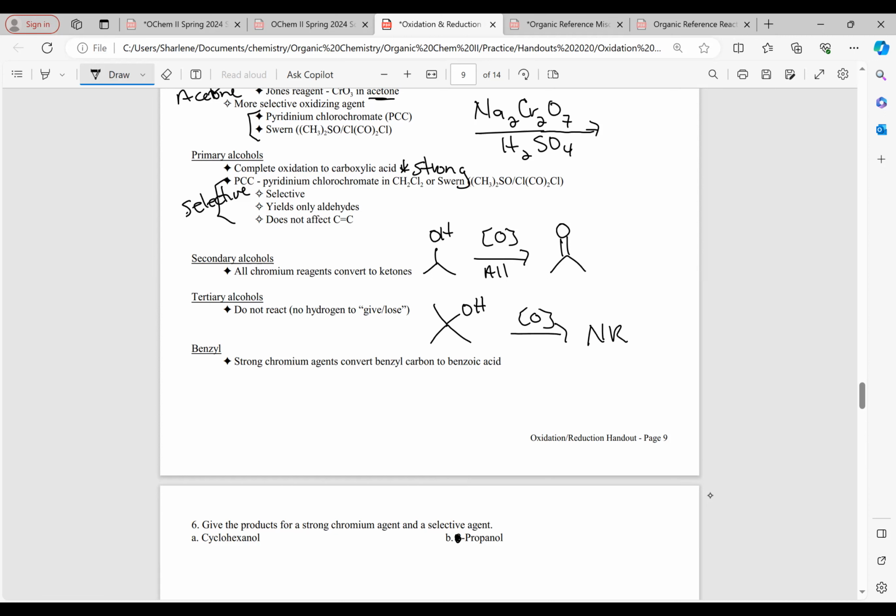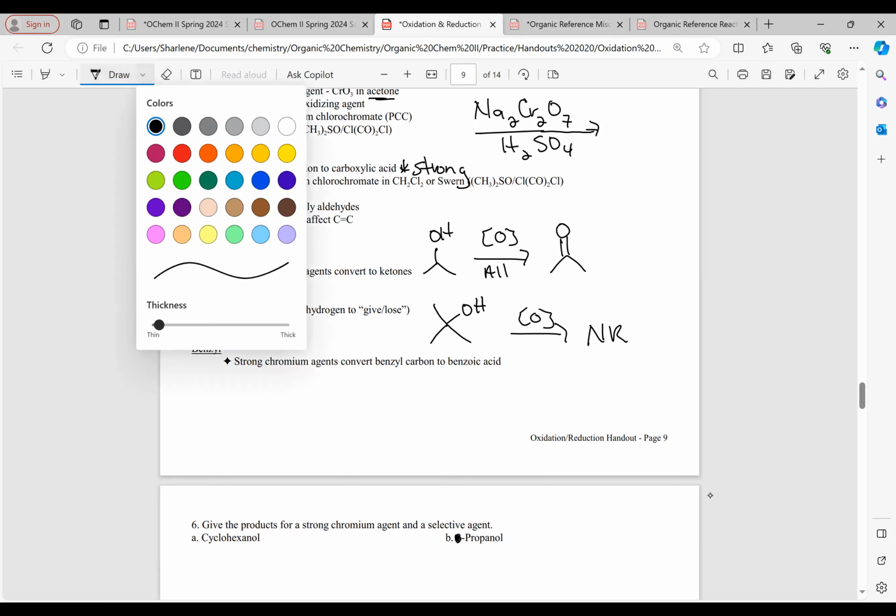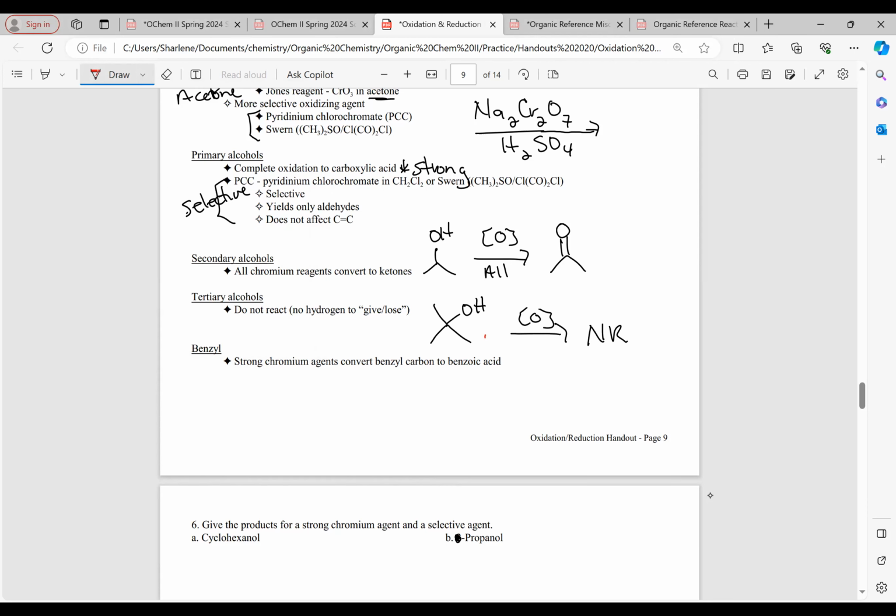No reaction. So remember, I ask, does it have a hydrogen to give? Maybe I can put that on here. There needs to be a color change. There would have to be a hydrogen connected to the carbon that has the OH group. Here, no hydrogen. And so there's no hydrogen to give up. So you cannot oxidize a tertiary alcohol because that carbon already has its 4 bonds taken care of.